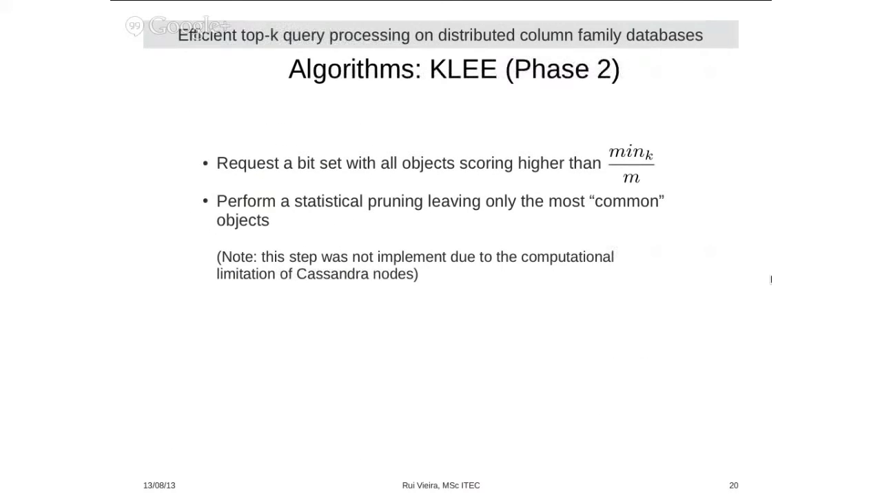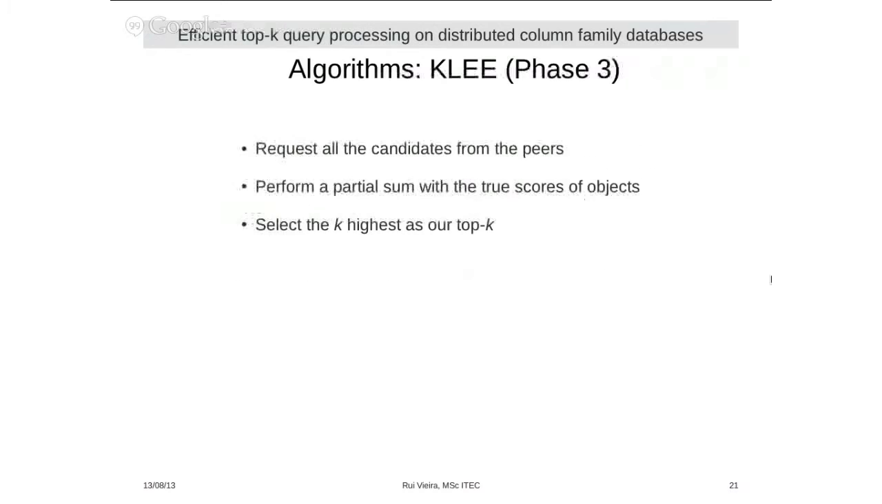Phase 2 is a phase which we didn't implement, simply because phase 2 requires complex computations on the side of the node, which would be fine on a peer-to-peer network, but on a database node with limited computation capabilities such as Cassandra, it would be difficult to do. So basically, it would request a bit set of all the objects scoring higher than the normalized threshold, and then back on the query coordinator, it would do a statistical pruning, leaving just the most common objects on the candidates list. Obviously, this step was not implemented, but we'll look at a way in which it's possible to implement it in the future work.